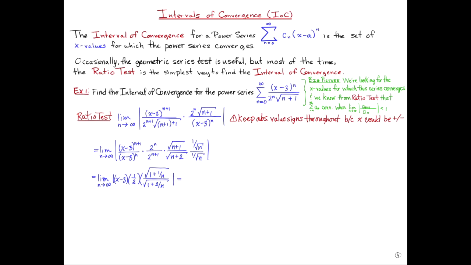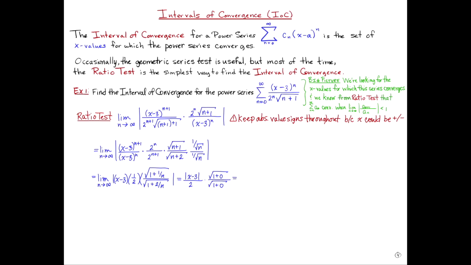This is equal to the absolute value of x minus 3 divided by 2. And as n is going to infinity, in the numerator of the last term, this becomes the square root of 1 plus 0. And in the denominator, we have the square root of 1 plus 0 as well.